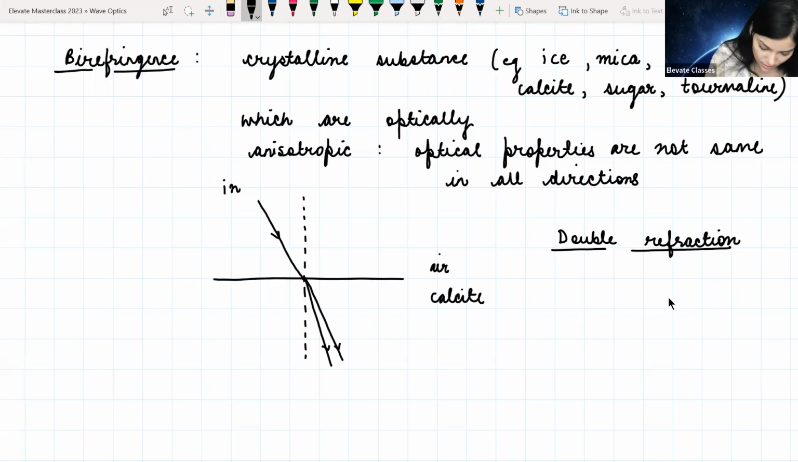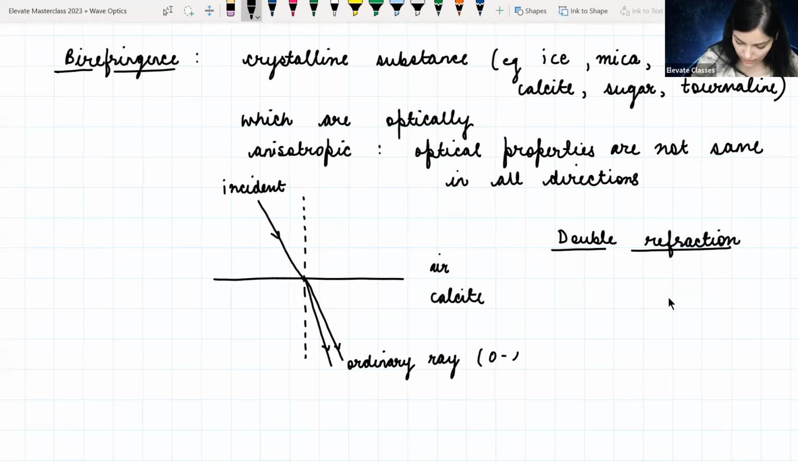So this is my incident beam. And what he observed was that out of these two beams, he called one of the beams an ordinary beam and one of the beams an extraordinary beam. Let us say this is my ordinary beam, or ordinary ray, as he called it. It is also known as the O ray. And the other he called an extraordinary ray, which is also known as the E ray.